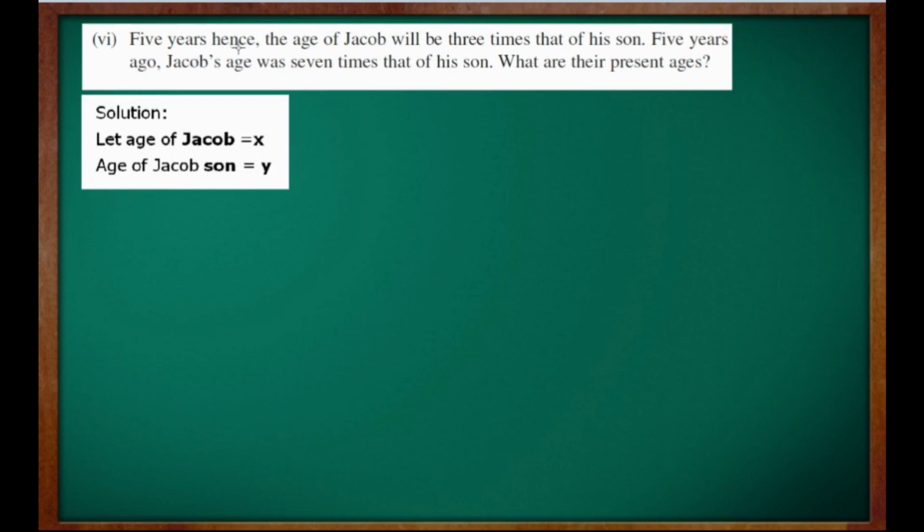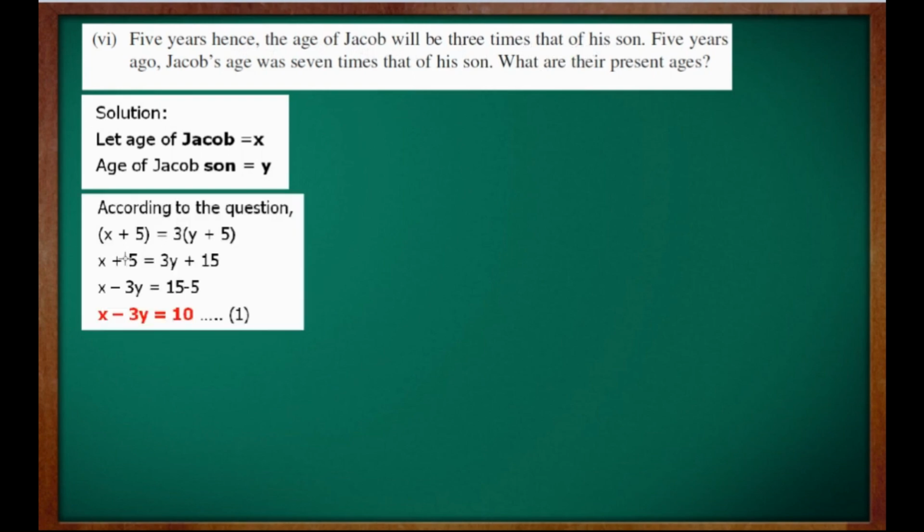5 years hence means from now, Jacob's age will be 3 times that of his son. So according to the question, the condition is x plus 5 is equal to 3 into (y plus 5). So if your age is 15 years, students, what will be your age after 5 years? 15 plus 5, which is 20. Here also we don't know Jacob's age. I have taken as x. So 5 years from now, x plus 5 is equal to 3 into (y plus 5).